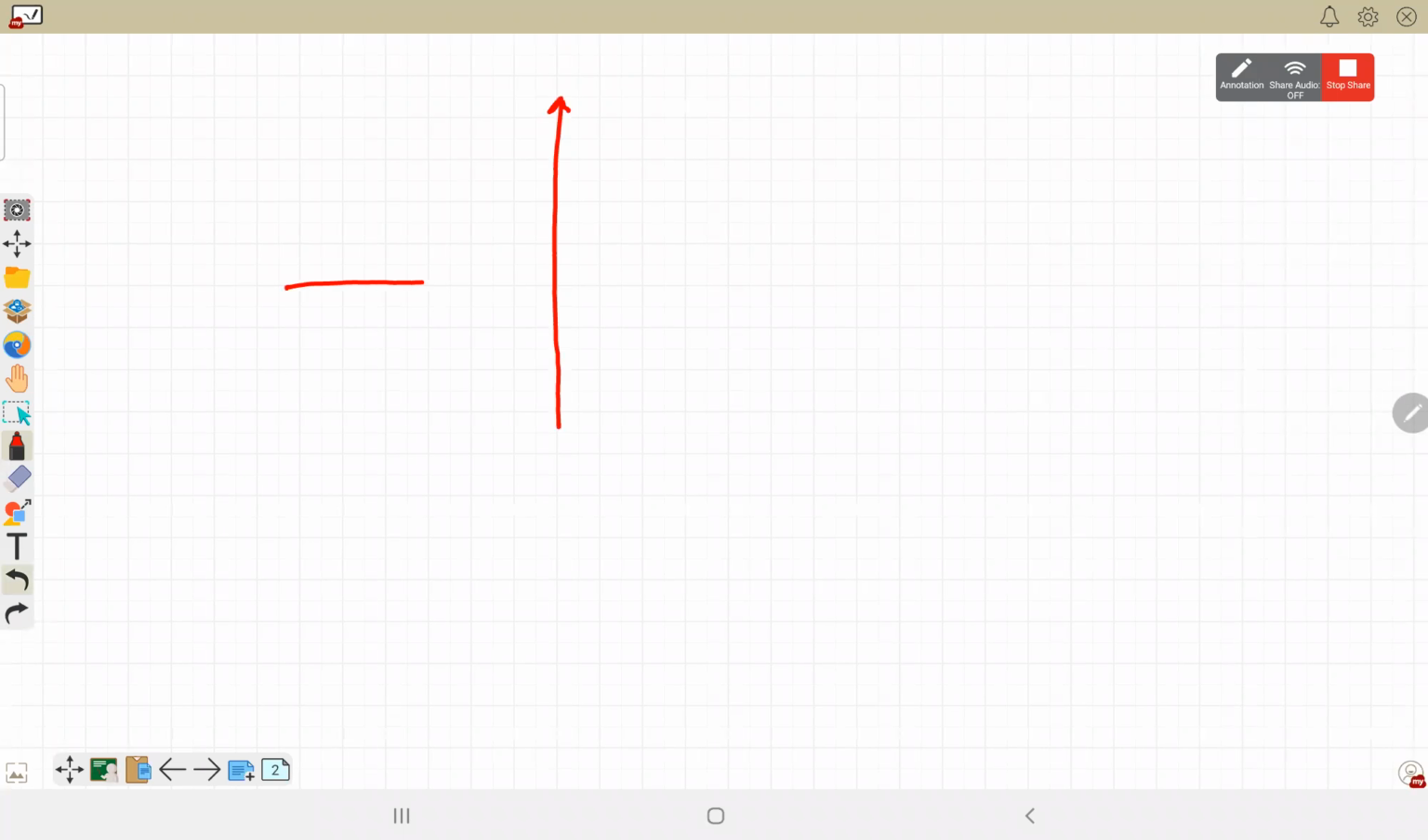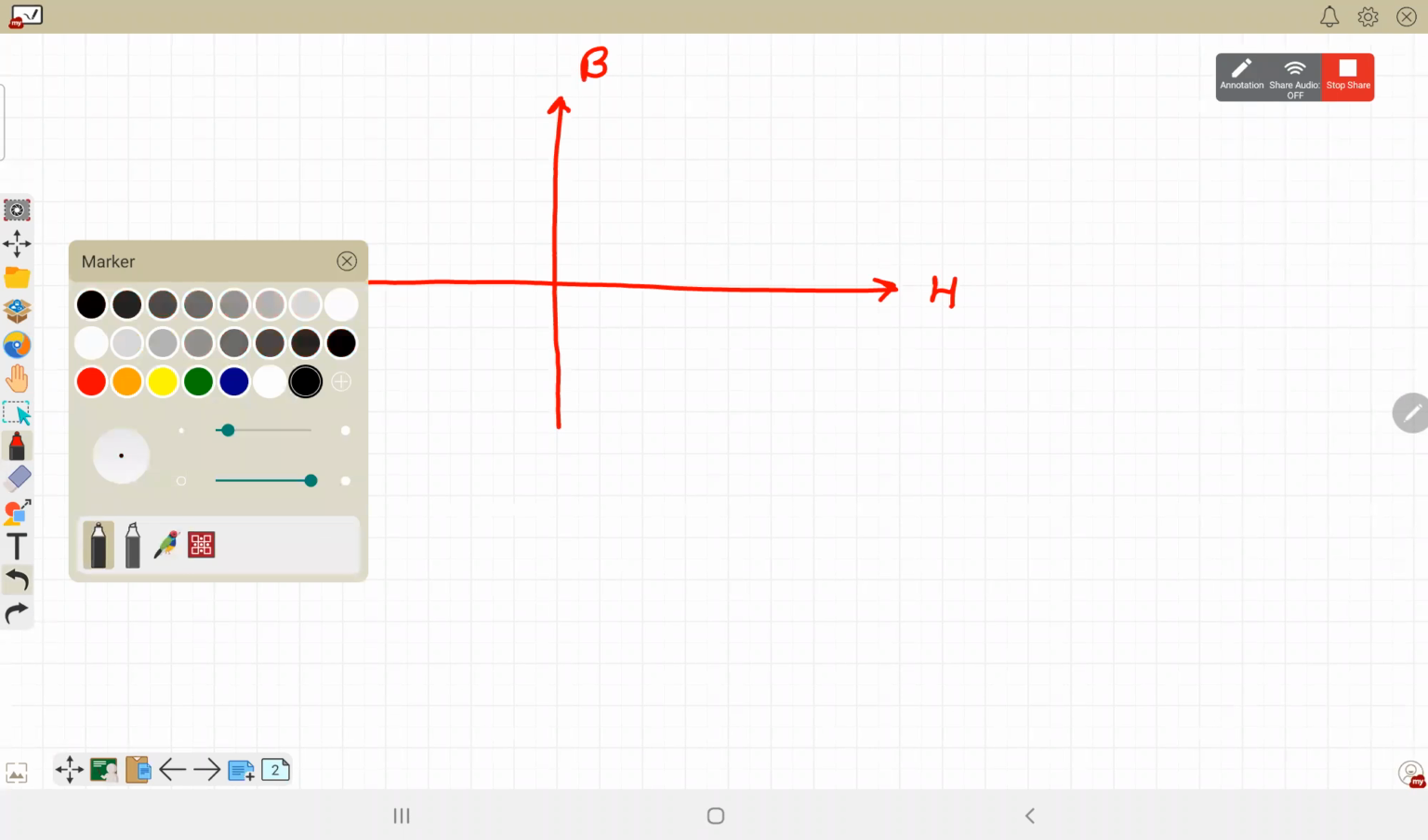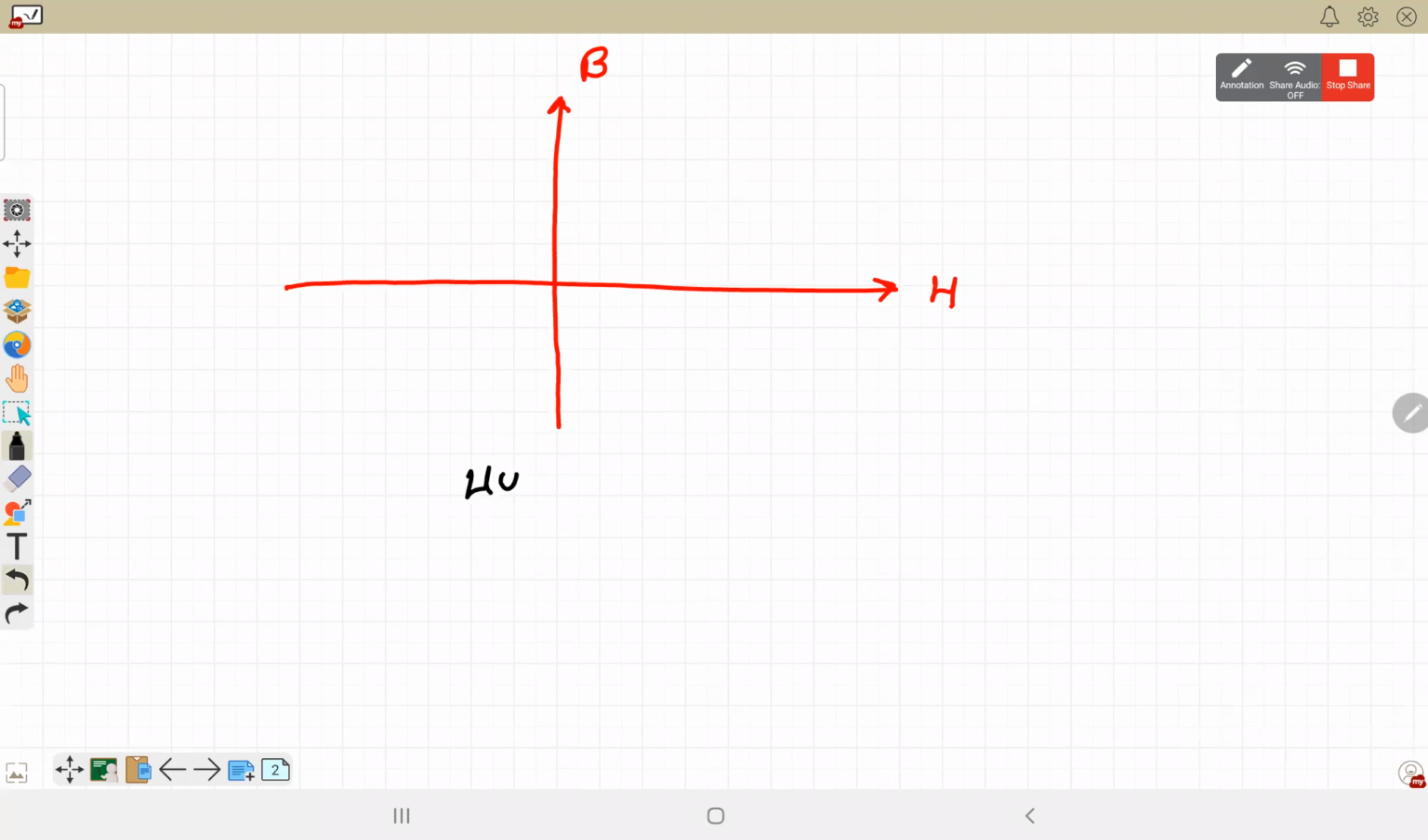Right, you remember this part, the hysteresis loop? Yes, I am able to recall. Okay. Right, so can you explain what happens when the magnetic intensity is increased?